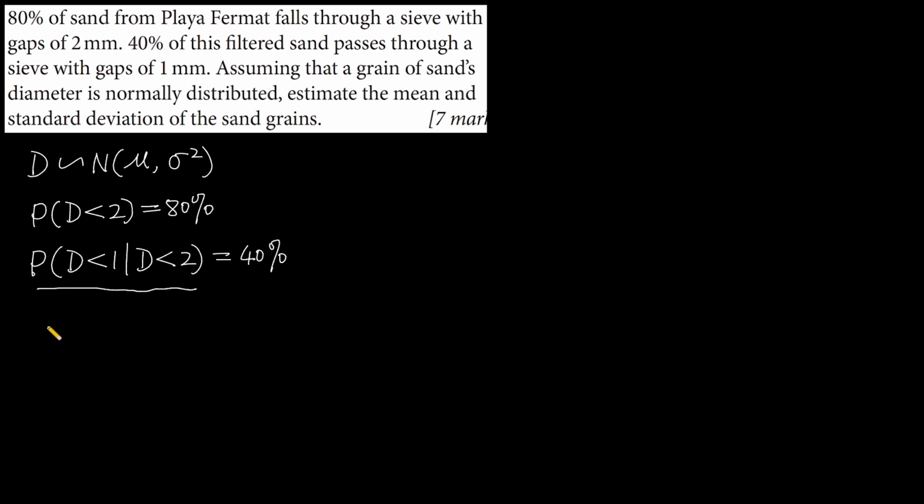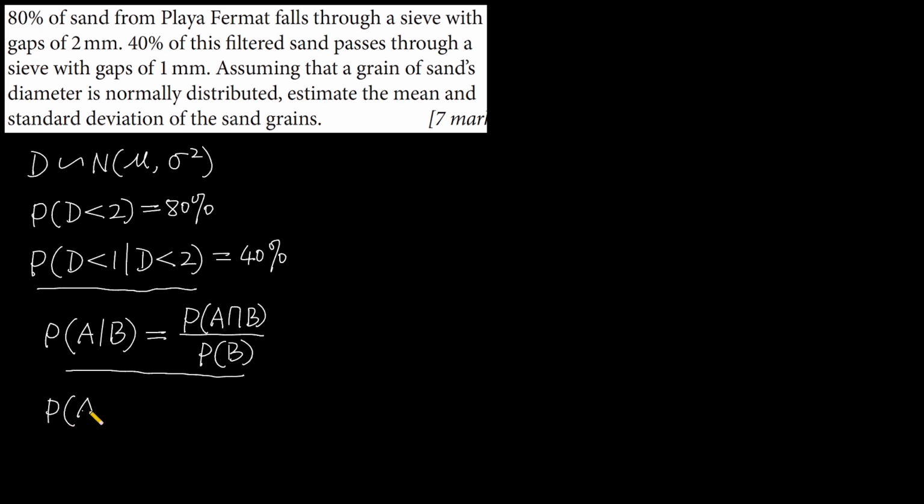We recall the formula for conditional probability. That's probability A given B equals probability of A intersect B over probability of B. This formula can be changed to probability A intersect B equals probability A given B multiply probability of B.